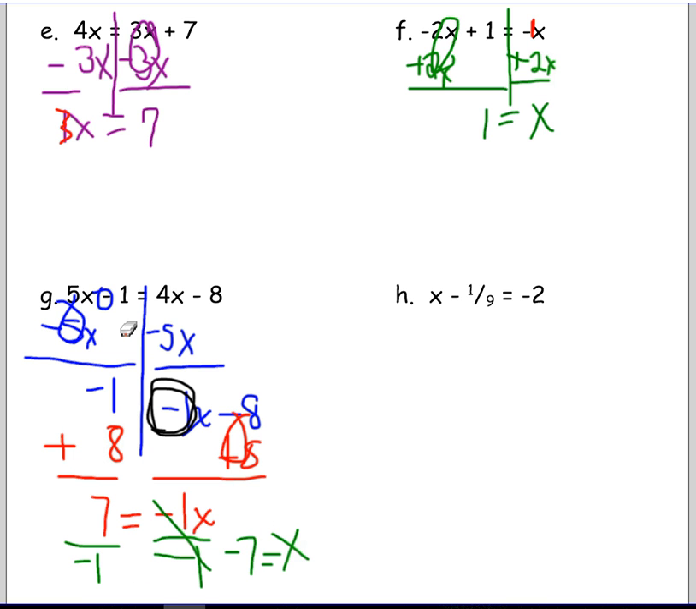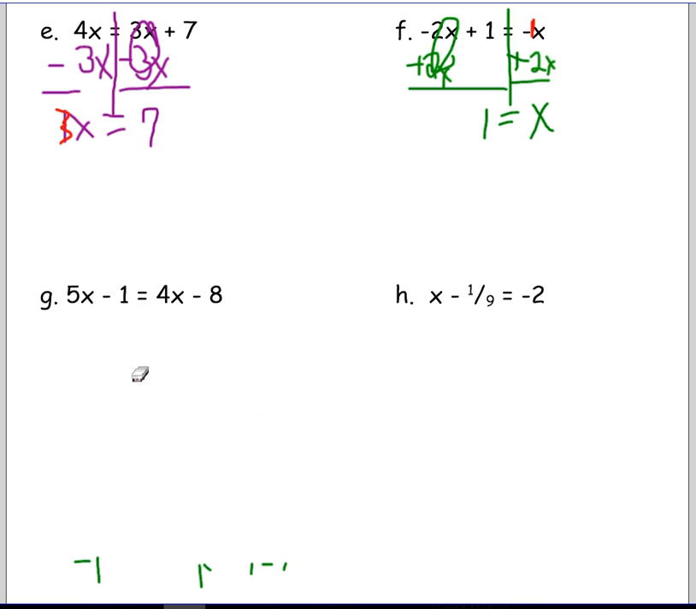But if you were to think of moving the smaller to the larger, it would avoid that last step in this case. So let's look at it that way. So let's move the negative 4x this time. So we're moving all of our x's to the left.